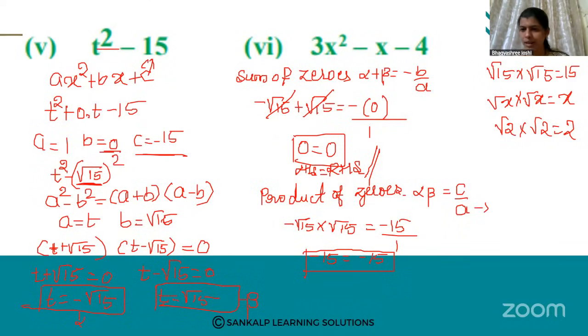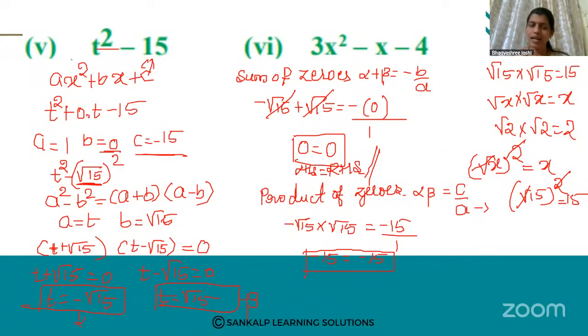If you still have not understood this, root x into root x means root x whole square. Right? This 2 and this root will get cancelled. What you will get? x. Like that, root 15 whole square, 2 and root will get cancelled. You will get 15. So, root 15 is equal to what? Root 15 into root 15. Right? How I wrote this 15 is root 15 into root 15. Why? So, root 15 whole square is equal to 15. So, for that reason, I have written root 15 whole square here.